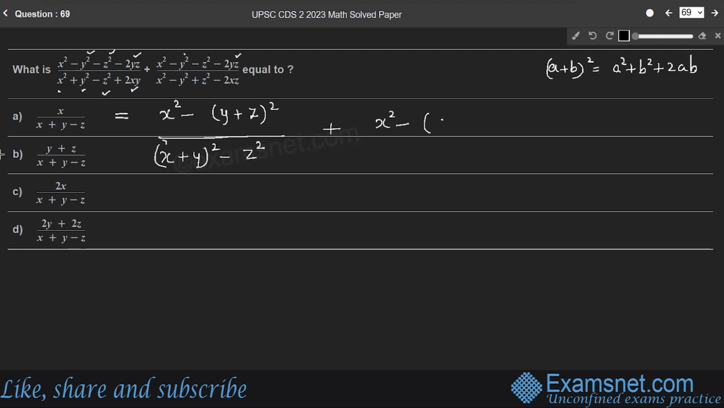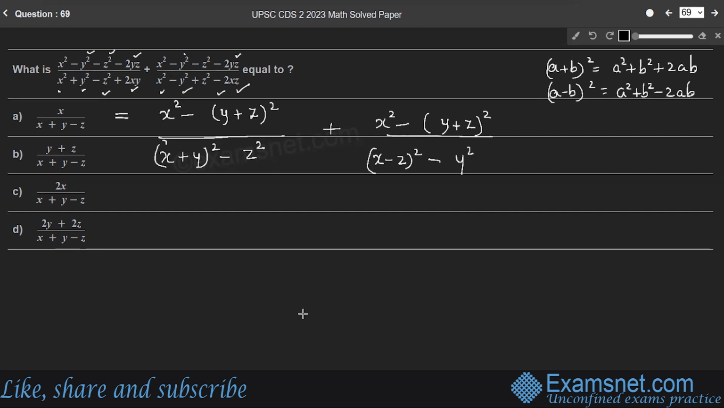and the remaining terms are y square plus z square plus 2yz, which is nothing but (y plus z) the whole square, divided by, in the denominator I have minus 2xz with x square plus z square, that I'll write as (x minus z) the whole square, because (a minus b) whole square is a square plus b square minus 2ab. Therefore, here is minus 2xz, and x square and z square have positive signs. Therefore, it is (x minus z) whole square, minus y square is extra here.